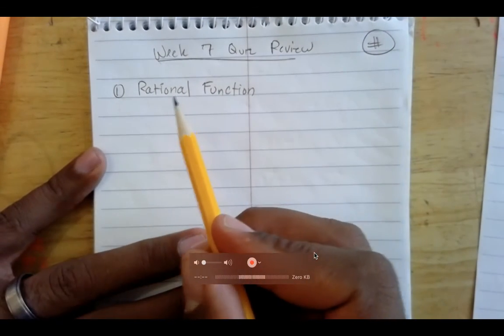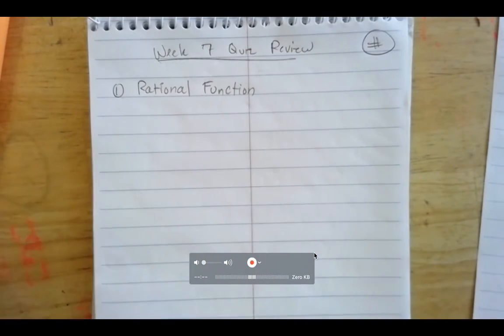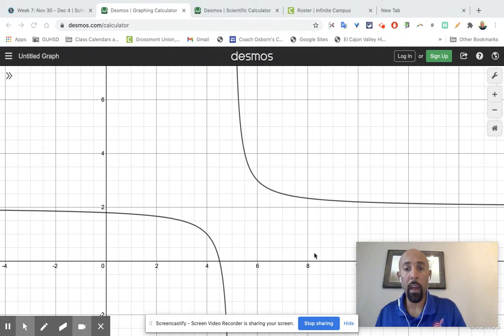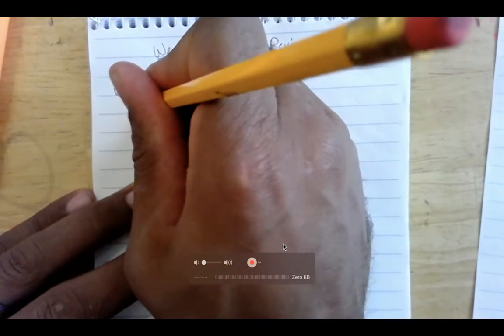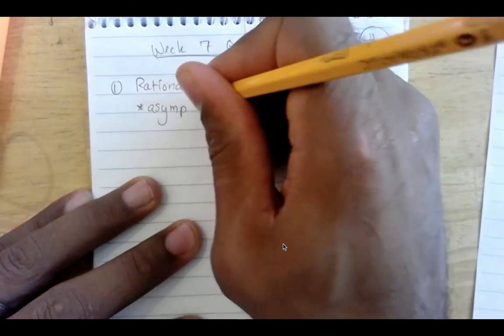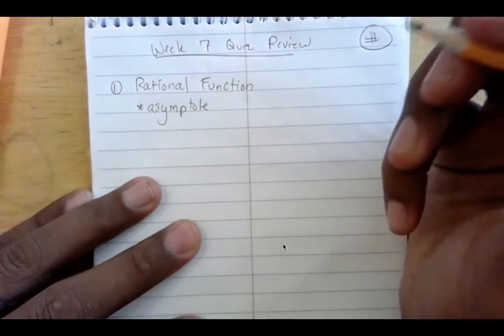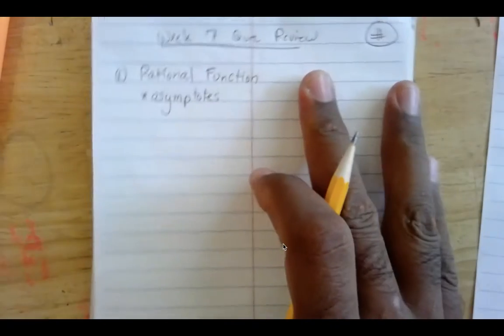Okay, so the first function we're going to look at is a rational function. You're going to be given something like this, a graph, and you're going to have to be able to describe key parts of that graph. The first thing we want to identify is the asymptote. You could almost call them imaginary lines that create borders or limits within the graph.